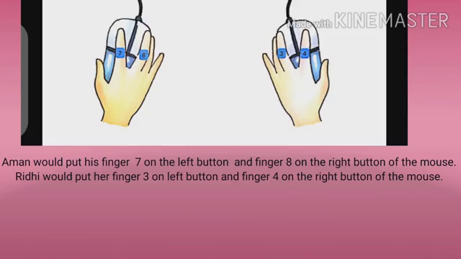If you are right-handed, then you have to put your finger 7 on the left button of the mouse and finger 8 on the right button of the mouse. And if you are left-handed like Riddhi, then you would put your finger 3 on the left button and finger 4 on the right button of the mouse.